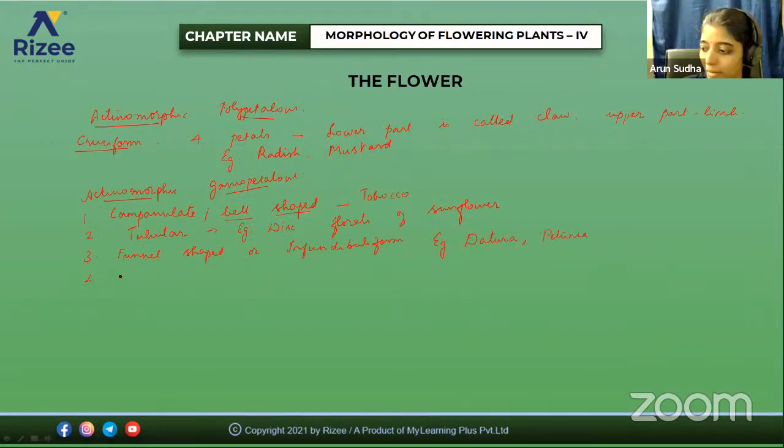Then the fourth one is wheel-shaped. Here they form a wheel-shaped structure. Example, brinjal. So these are all the examples for the actinomorphic gamopetalous. And then the other types are zygomorphic polypetalous. Here the butterfly shaped corolla.